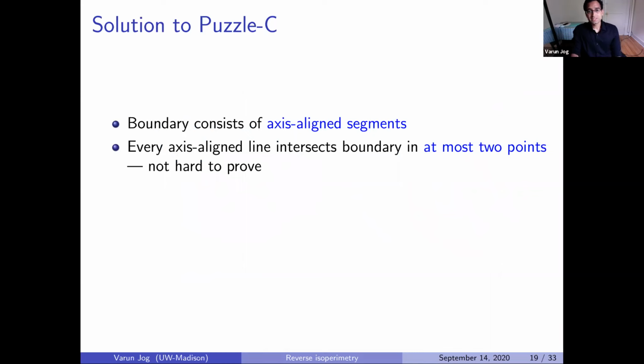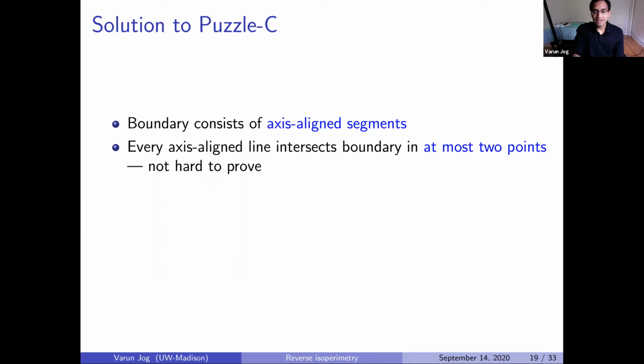The solution to puzzle C is actually easier, so I won't go into details, but you can essentially show that the set that you get is going to have only vertical and horizontal boundaries. And every vertical line intersects the boundary in either 0 points or 2 points. So it is kind of convex. It's not really convex, but if you look at axis-aligned lines like vertical and horizontal lines, then you know that they will intersect in at most 2 points, as long as that line is between the dotted square that I showed.